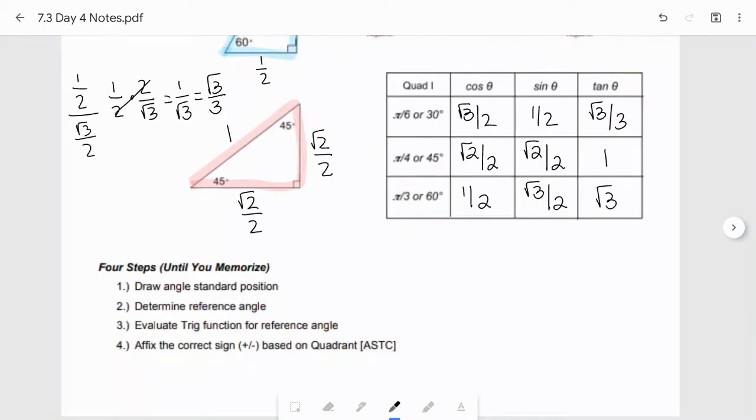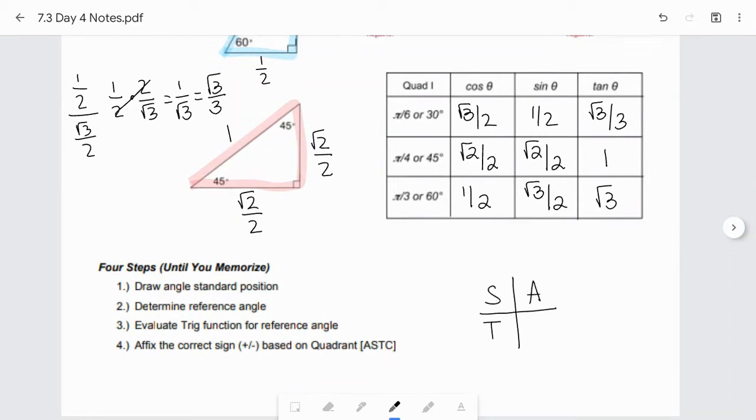We're always going to be drawing our angle in standard position. Then we're going to determine the reference angle. We'll evaluate the trig function for that reference angle, and then we need to just adjust our signs. So remember, we use all students take calculus.